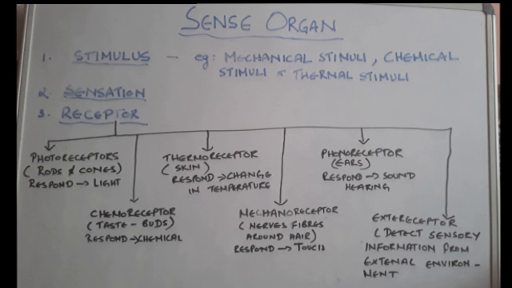The last one is the extero receptor. They are specialized sensory cells which help to detect sensory information from the external environment. I hope you are understanding it.